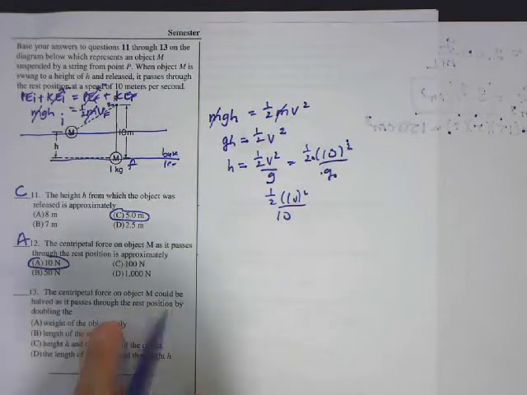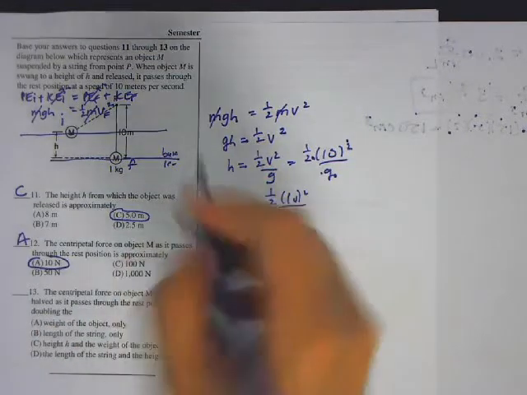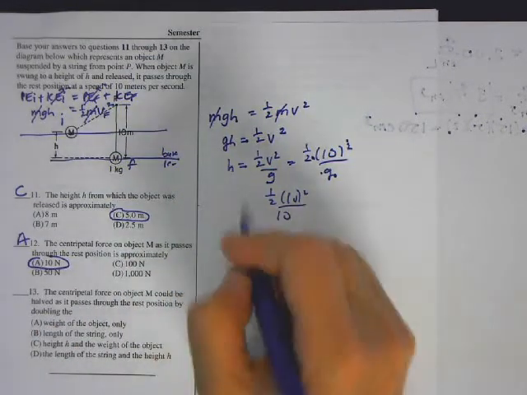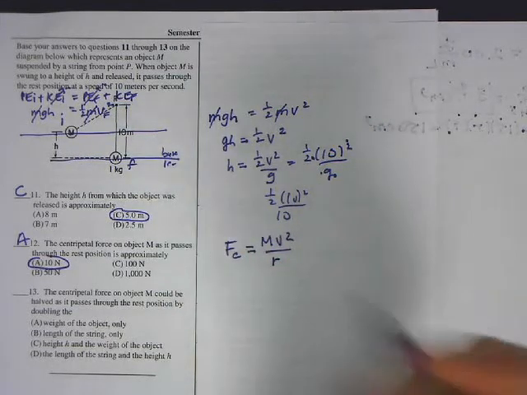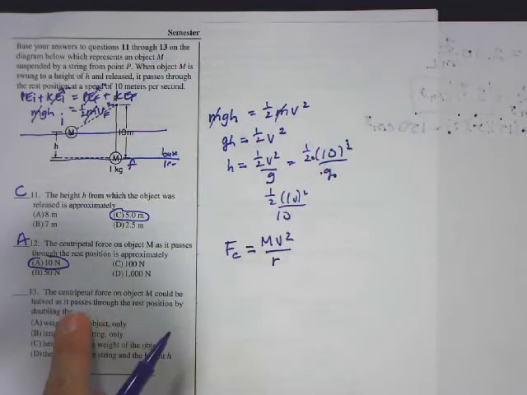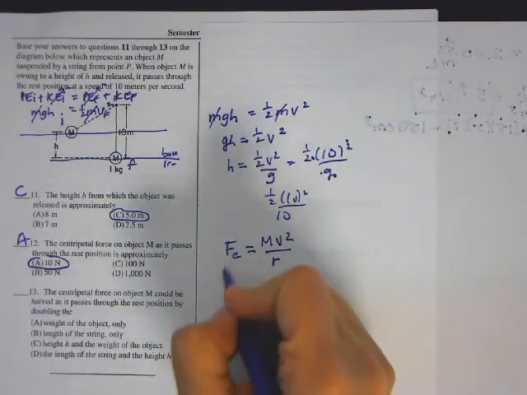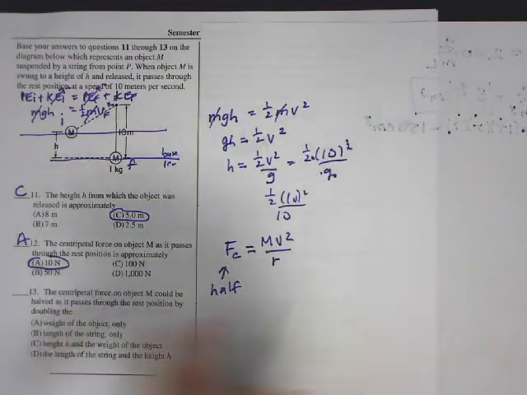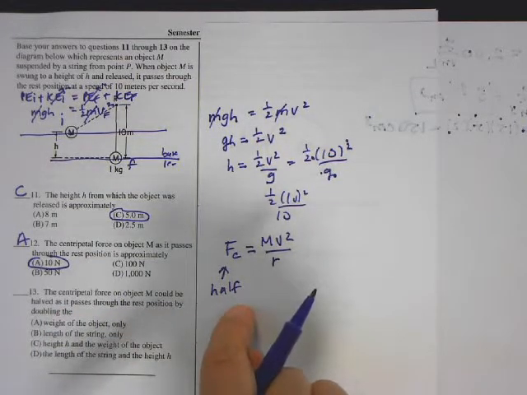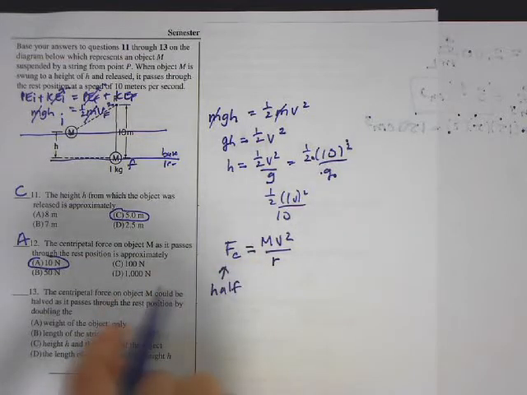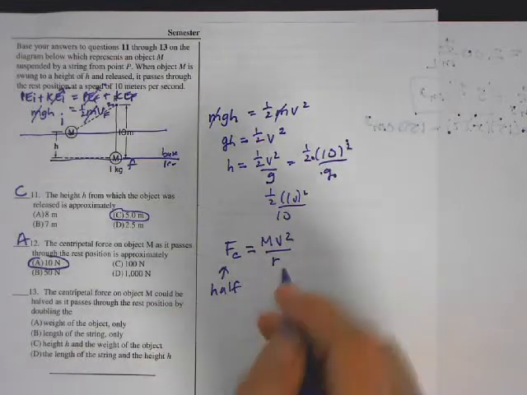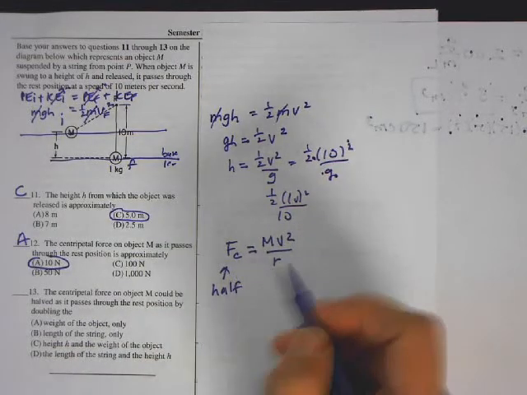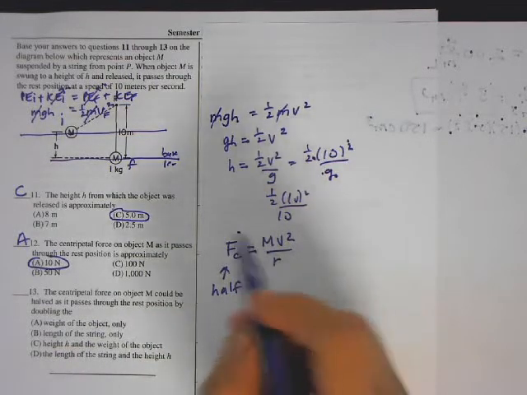So when you're talking about centripetal force, always write down your equation. F of c is equal to mv squared over r. So it says if this was half, don't do this in your head, if this was half, what would I have to double for this to be half? So you have to look at the equation. For this to be half, what would have to be doubled here?